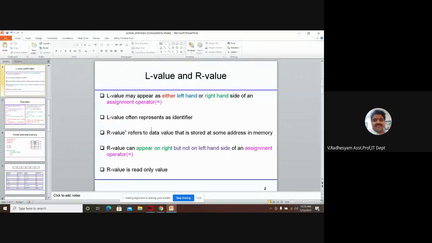L value we generally call an identifier. That means A, B, C, X, Y, Z like that. R value is a read-only value. R value can appear on the right but not on the left side. And R value refers to the data value that is stored at some address.